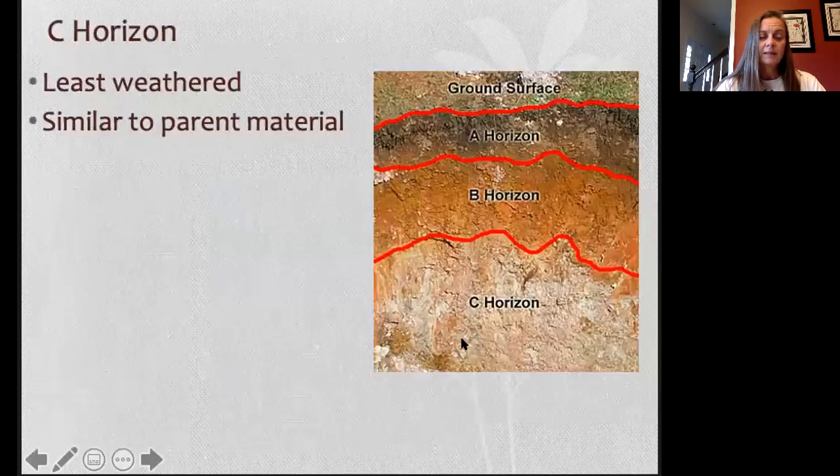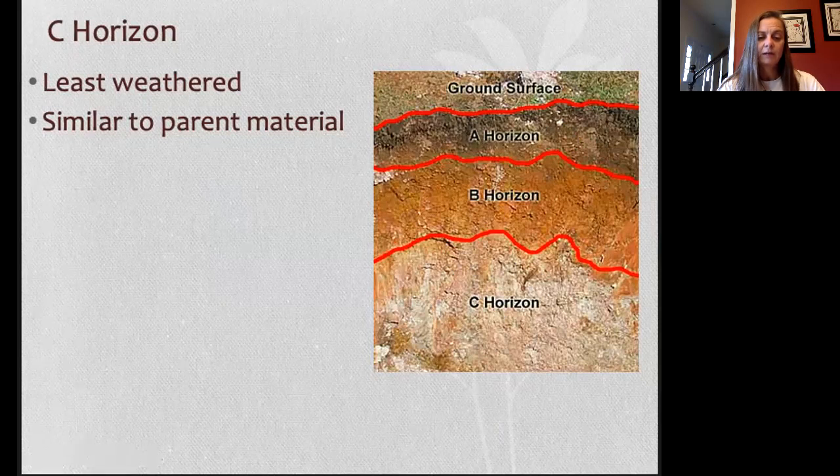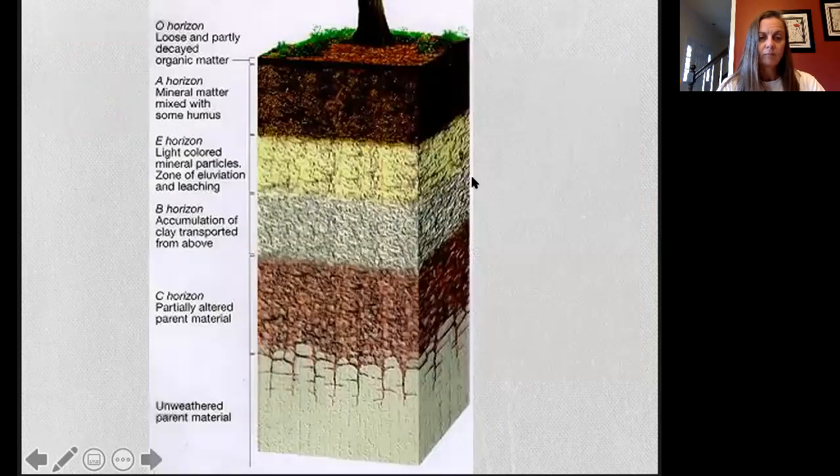And then the C horizon is basically just broken up rock. This is most similar to the parent material. It's just smaller pieces. So here we have the surface, maybe a little bit of an O layer, A horizon, B horizon, and C horizon. So you notice that not every soil sample is going to have all of those 5 layers. And just one more time, here's our image of our layers.